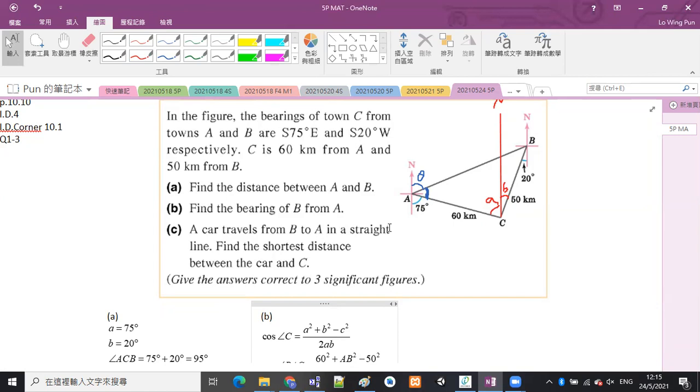We have a car travelling. From B to A, the path of the car is BA. Okay? It's like a typhoon, where the typhoon goes from B to A.